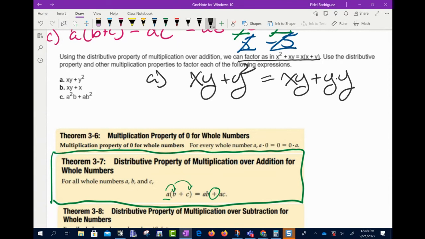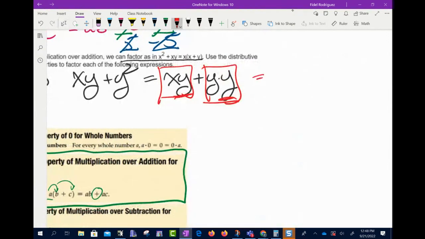Y squared means that there's two of them, okay? So what I'm going to do here is look at this piece and that piece. If I look at this square and that square, do you agree with me that they both have at least one y? So what we can do here, y'all, is take that y away.